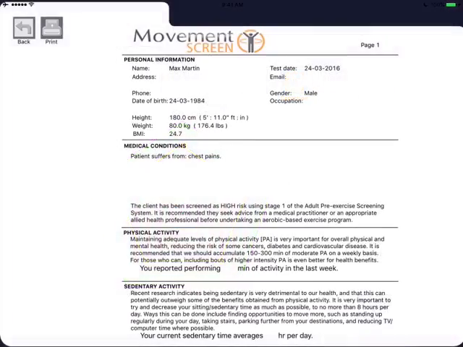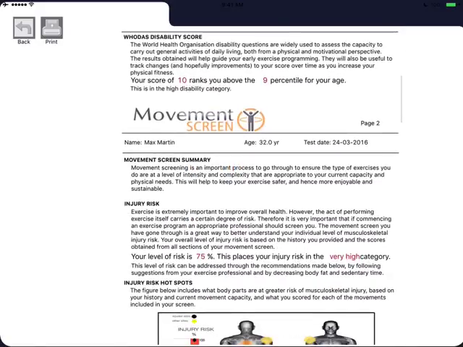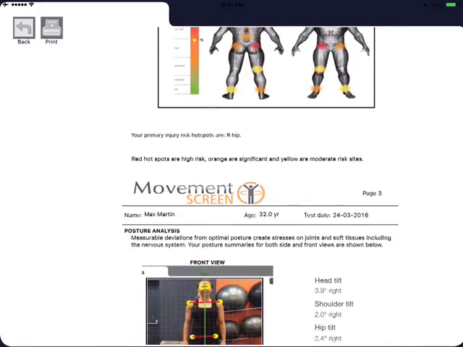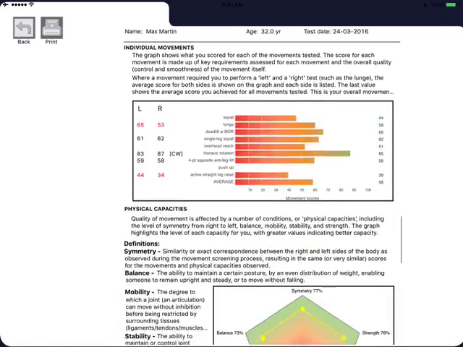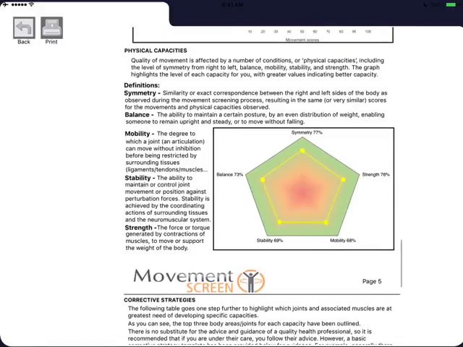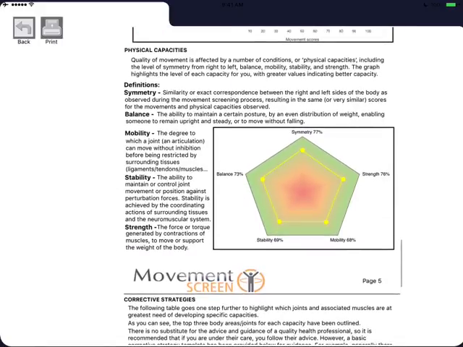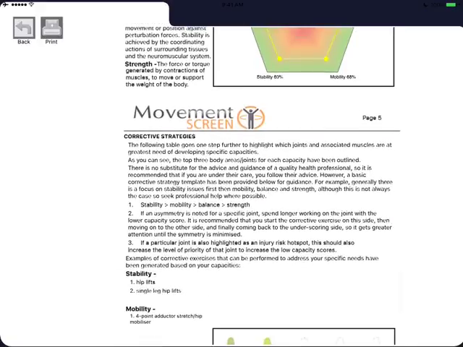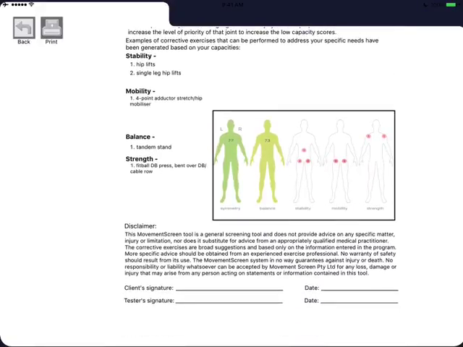And then obviously we can go to our client report, which we can print for them, and they get all this information in PDF format that can be emailed to them. And there are descriptions for each of the physical capacities, and exercises here that are just example exercises that they can do to address each of their specific needs.